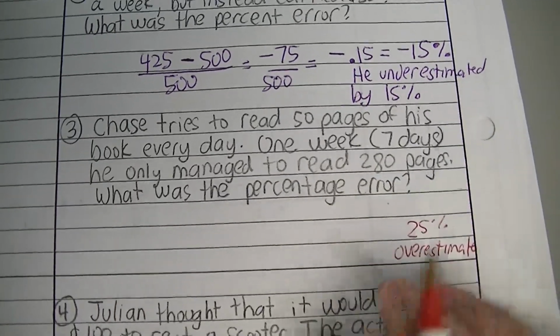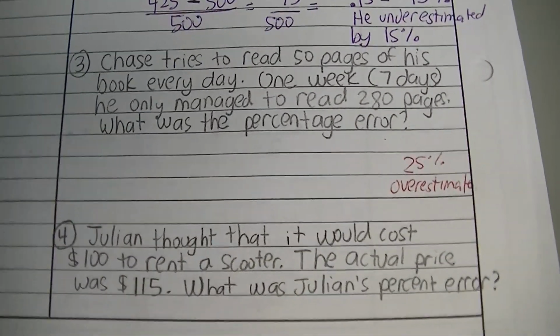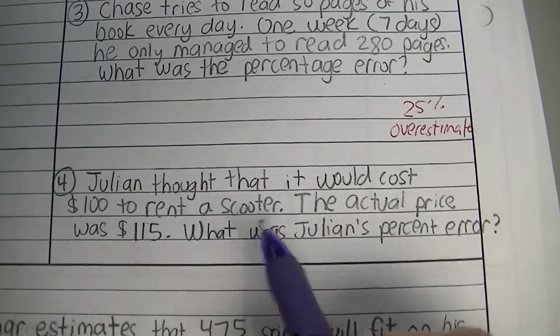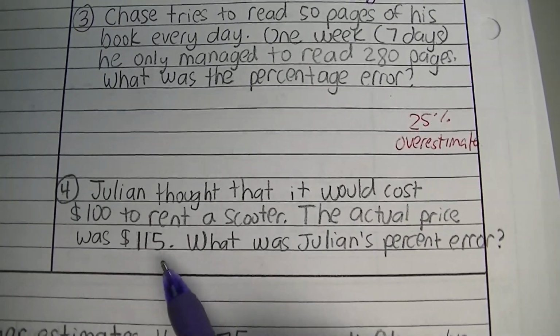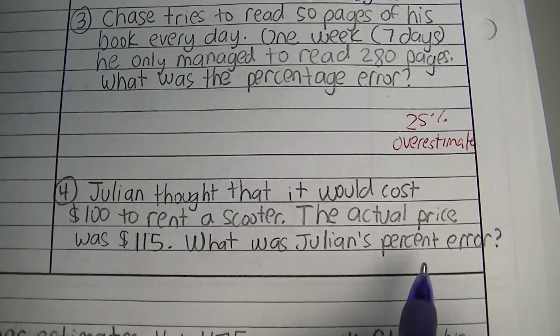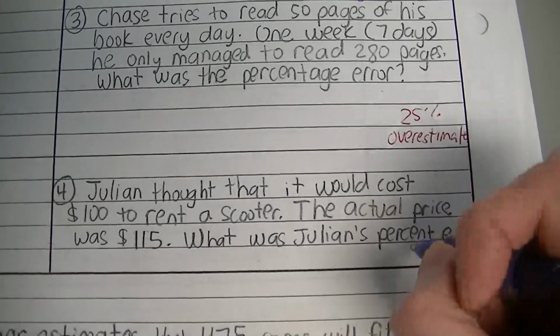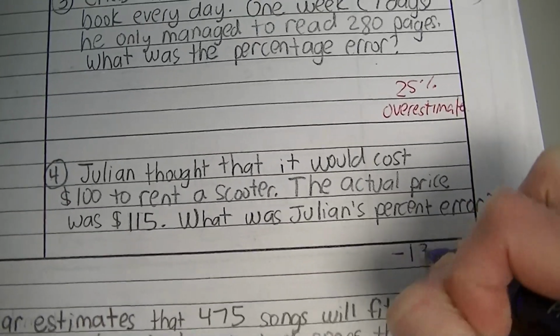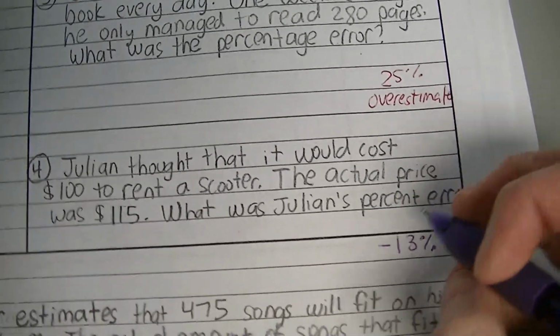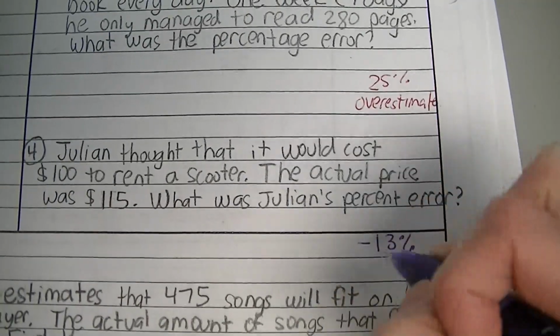Chase overestimated by 25%. Okay, number 4, Julian thought that it would cost $100 to rent a scooter. The actual price was $115. What was Julian's percent error? So your answer for this one, you should get negative 13%. So Julian underestimated by 13%.